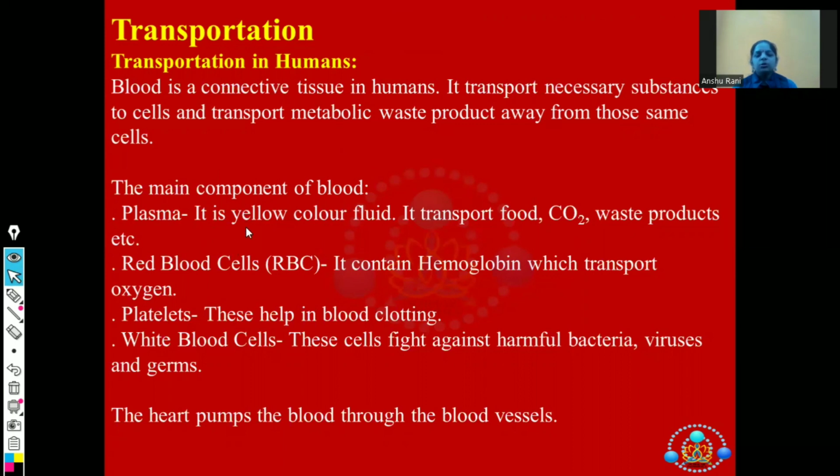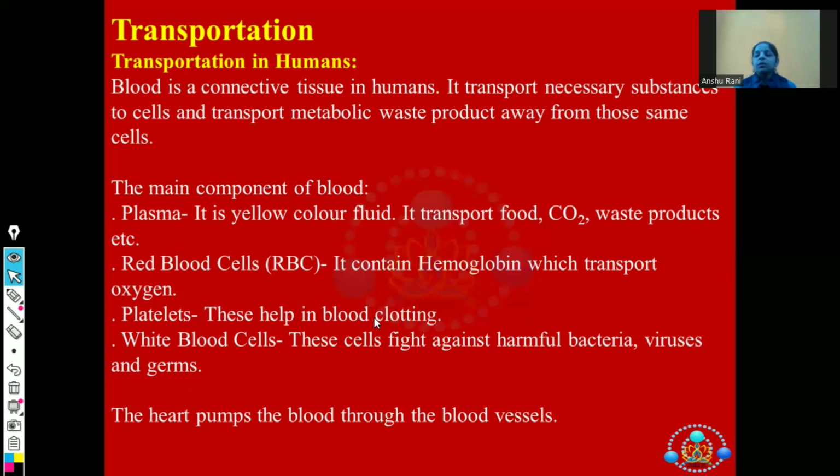Then the main components of blood are, first, plasma. It is a yellow colored fluid. It transports food, carbon dioxide, and waste products. Then we have RBCs, red blood cells. They contain hemoglobin which transports oxygen. Then we have platelets. Platelets help to make blood clots. Then we have WBCs, white blood cells. They fight against harmful bacteria, viruses, and germs.